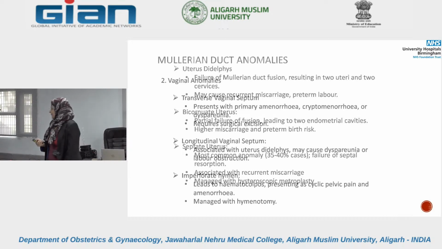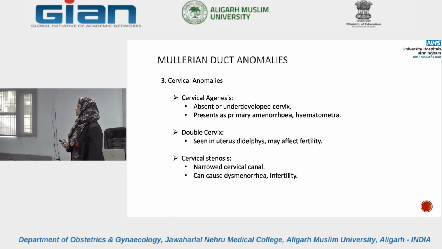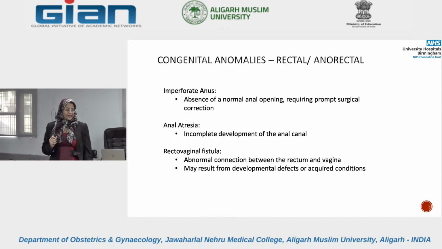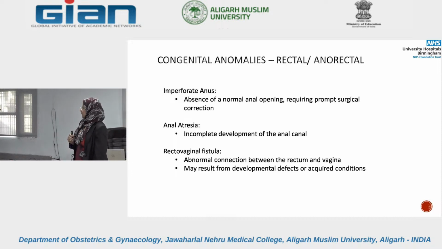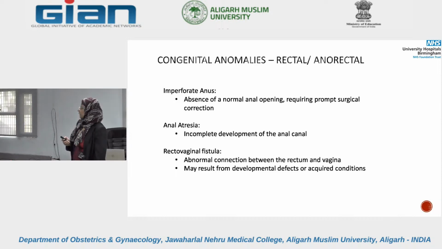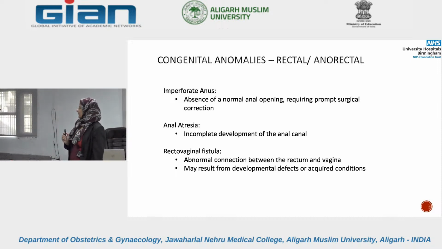So we are talking about vaginal septum, longitudinal and transverse, imperforate hymen. This is repetition. And again we are talking about cervical agenesis, double cervix, cervical stenosis. Again we are repeating the same thing. Imperforate anus, anal atresia, again managed by colorectal colleagues, not by us. But the main thing for you to know is rectovaginal fistula, because it can happen as a congenital malformation. We often think it is a result of obstructed labor or gynae surgery, but it can happen as a congenital anomaly as well.